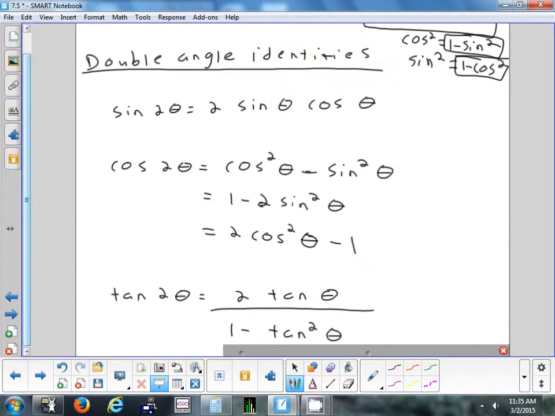Okay, so most of the time, in fact, for algebraic problems, I'm going to have you stick with problems that involve sine and cosine. Tangent, it gets a little messier. You can do it. It's just not as clean of a problem. But here is the formula. So if you had tangent 2 theta, it's 2 tangent theta divided by 1 minus tangent squared.